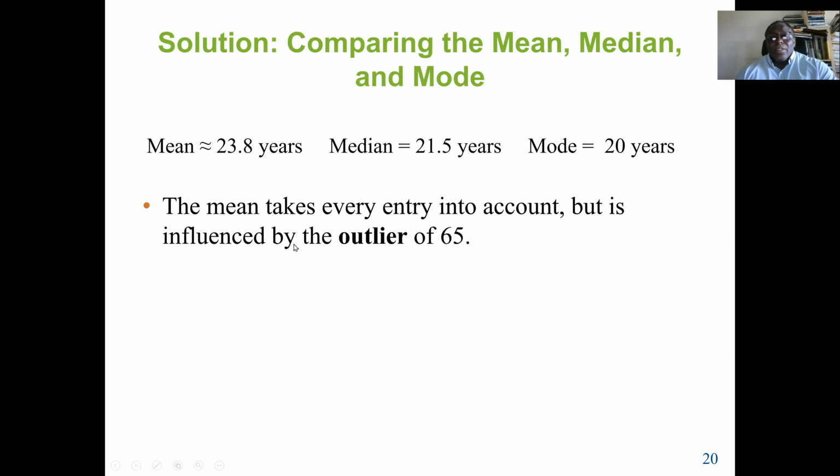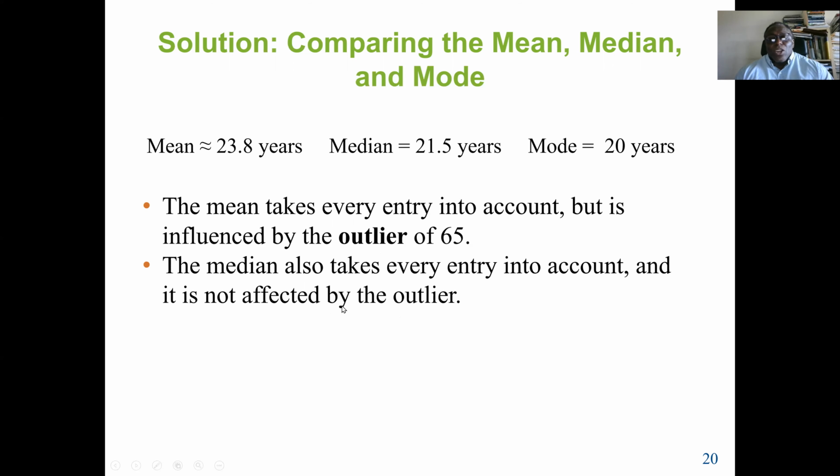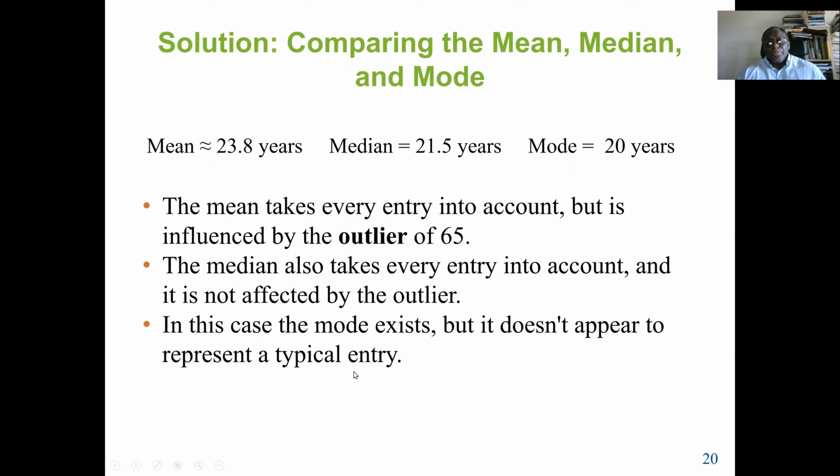So again, here we say the mean takes every entry into account, but it's influenced by the outlier of 65. The median also takes every entry into account and it's not affected by the outlier. The reason why, again, is that we arrange the values in ascending order, sorting, then we just take one middle or two middle. So a very small value will be in the front, a very large value will be at the back. It doesn't affect the median value.